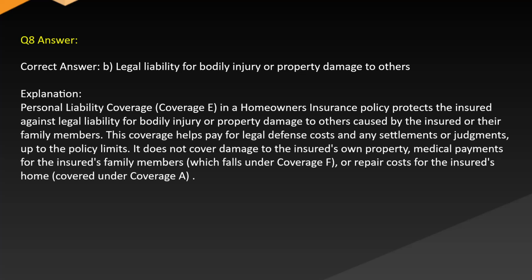Explanation: personal liability coverage, Coverage E, in a homeowners insurance policy protects the insured against legal liability for bodily injury or property damage to others caused by the insured or their family members. This coverage helps pay for legal defense costs and any settlements or judgments up to the policy limits. It does not cover damage to the insured's own property, medical payments for the insured's family members, which falls under Coverage F, or repair costs for the insured's home, covered under Coverage A.